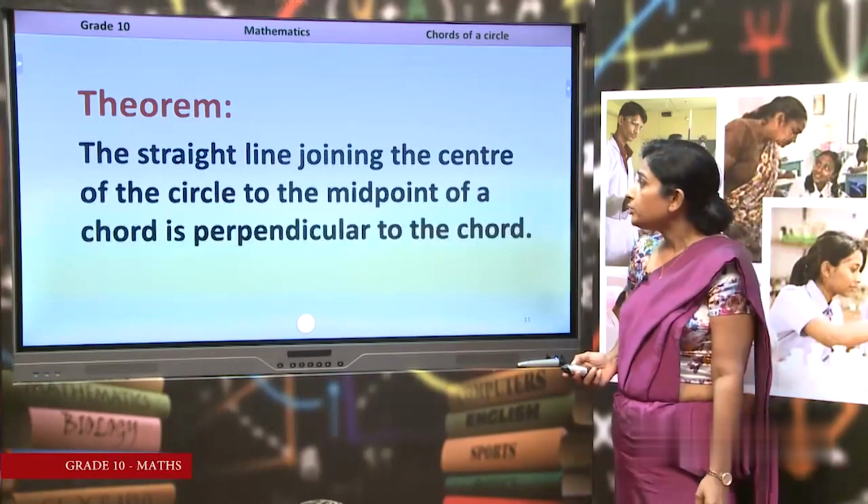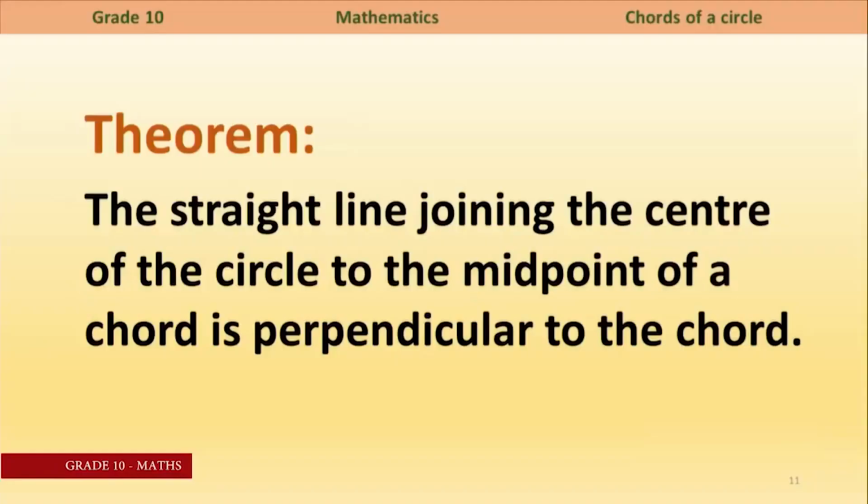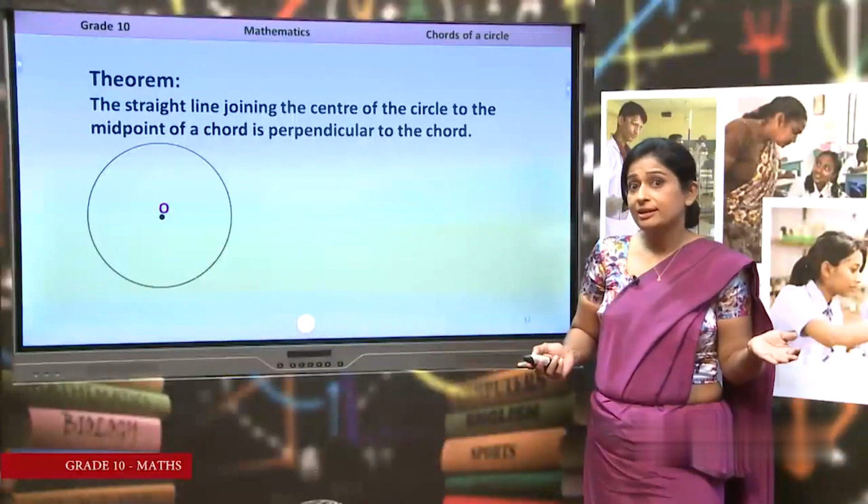The straight line joining the center of the circle to the midpoint of the chord is perpendicular to the chord. Let's read with me again. The straight line joining the center of the circle to the midpoint of the chord is perpendicular to the chord. So I will represent that using a diagram.